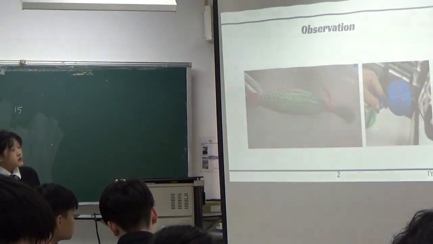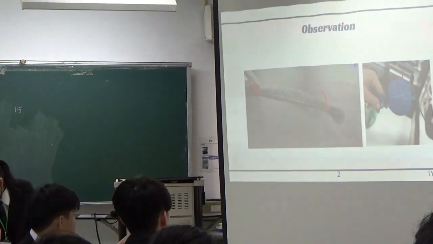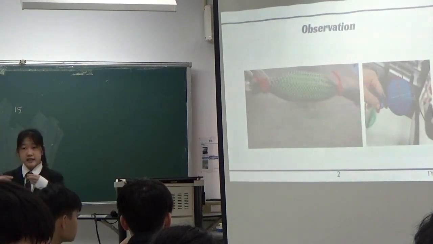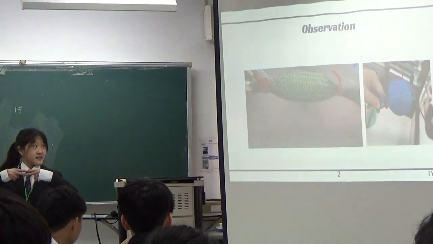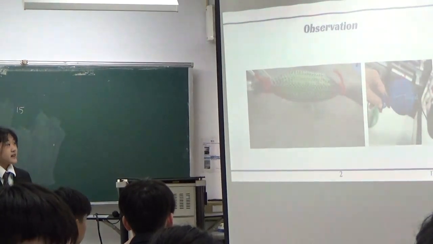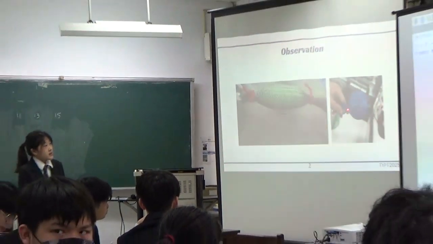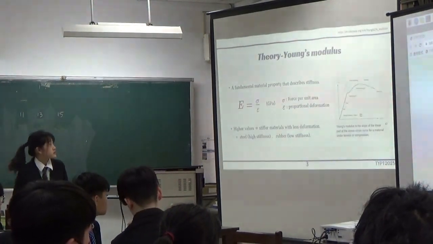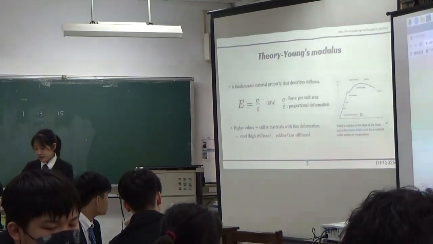And this is the observation video. Through this video, you can see that the net is changing like this and this. So I'm going to investigate this. And then I'll suppose this is lateral and this is axial. First, let's talk about the theory, Young's modulus.